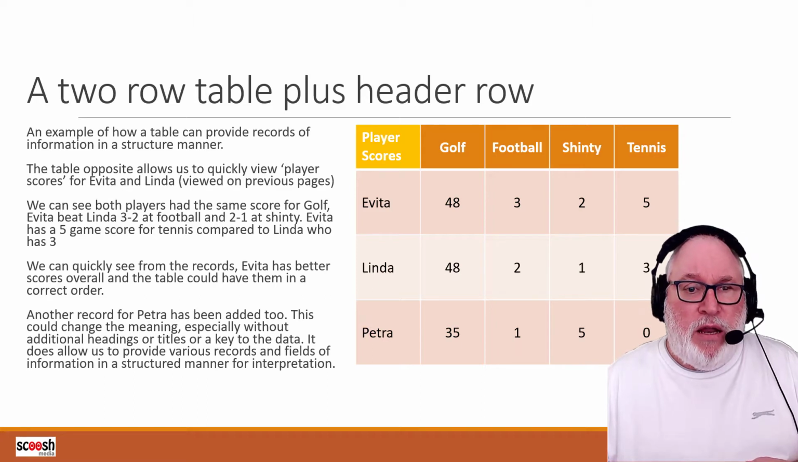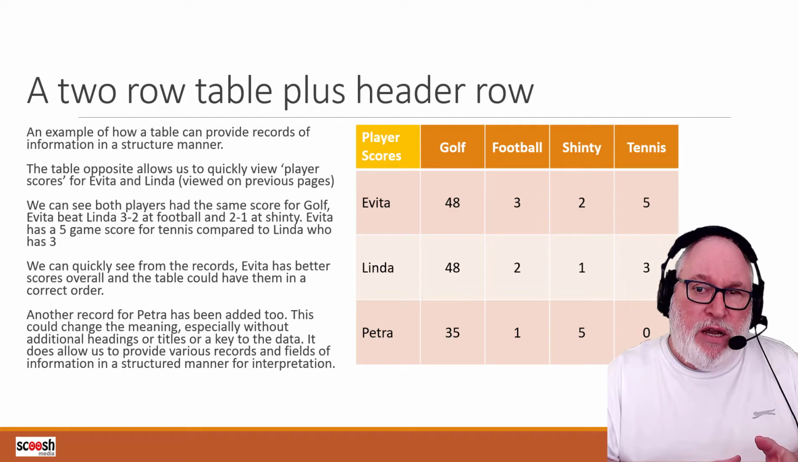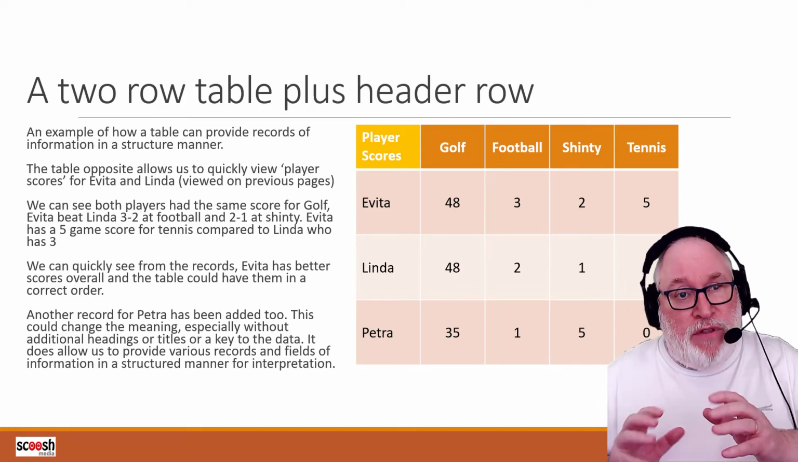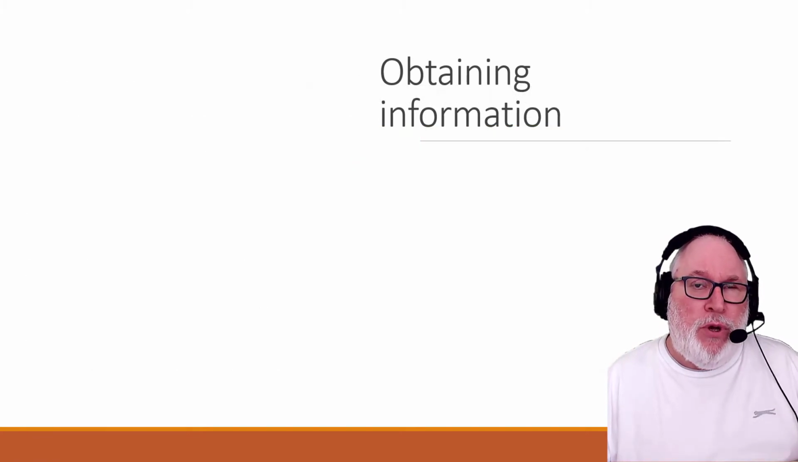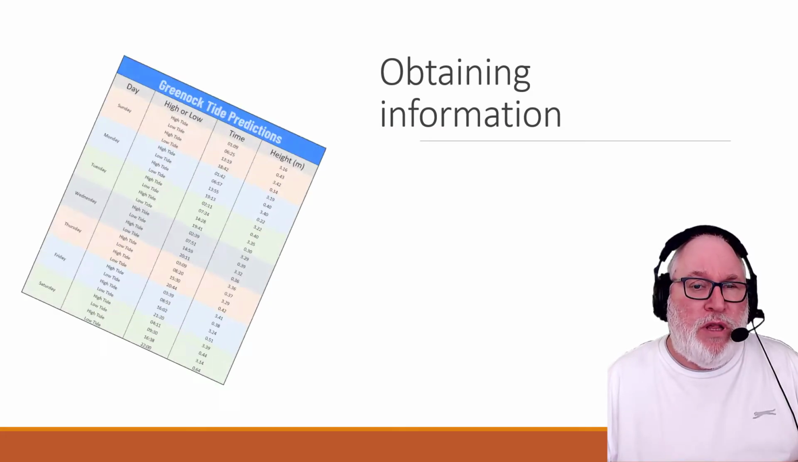Now, I've already said that what we have at the top is the headers, and then we have usually an indication as to the records, as to whose record it is, and then we have the data for each of those records. It's easy for us to obtain that information and to be able to view that information very quickly. So let's have another one here.